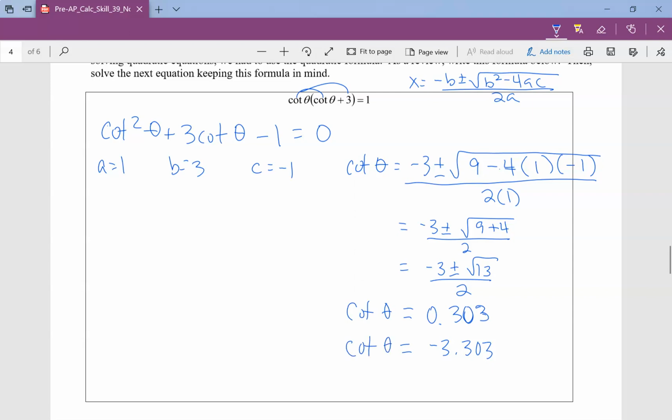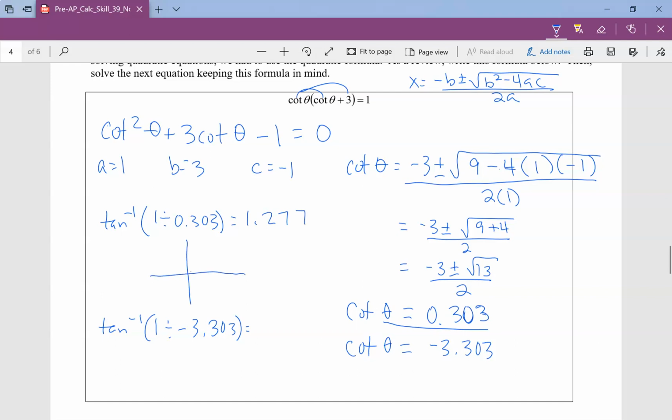Well, let's think about these as tangents. So tangent theta, so if I want the theta for this one, I'm going to do tangent inverse of 1 divided by 0.303. And for this one, same idea, tangent inverse of 1 divided by negative 3.303. So let's go ahead and do these on our calculators. This one gives me 1.277. That's going to be in my first quadrant.